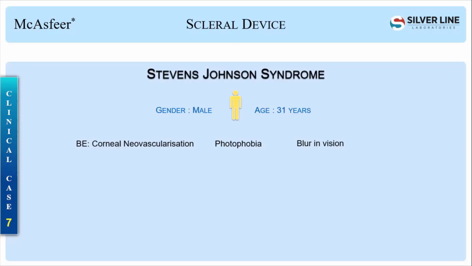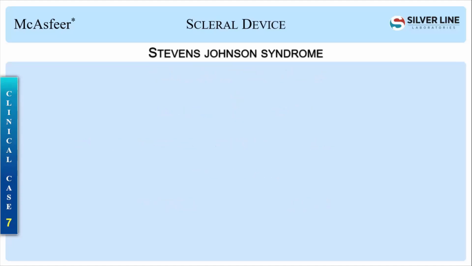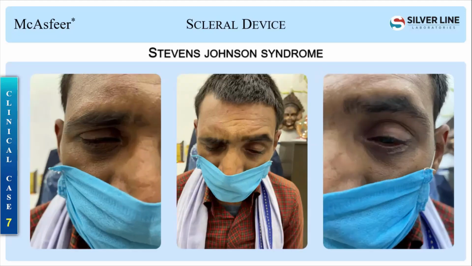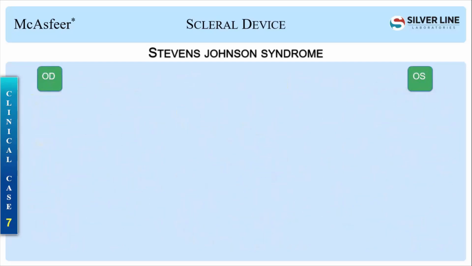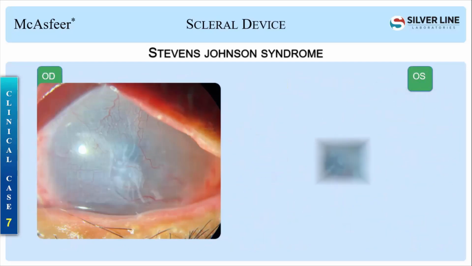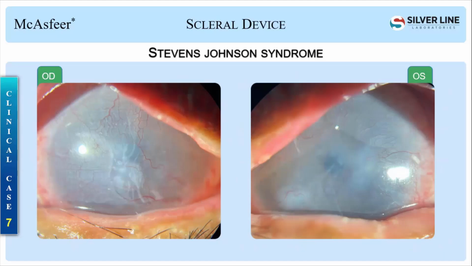He came to our clinic. Then we measured his vision. It was just 1 meter and 6/60 blur, and he couldn't open his eyes at all. He used to cover his face and come. And this is his picture. It was his condition. And this is his corneal slit lamp picture. This much vascularization was in his eye.